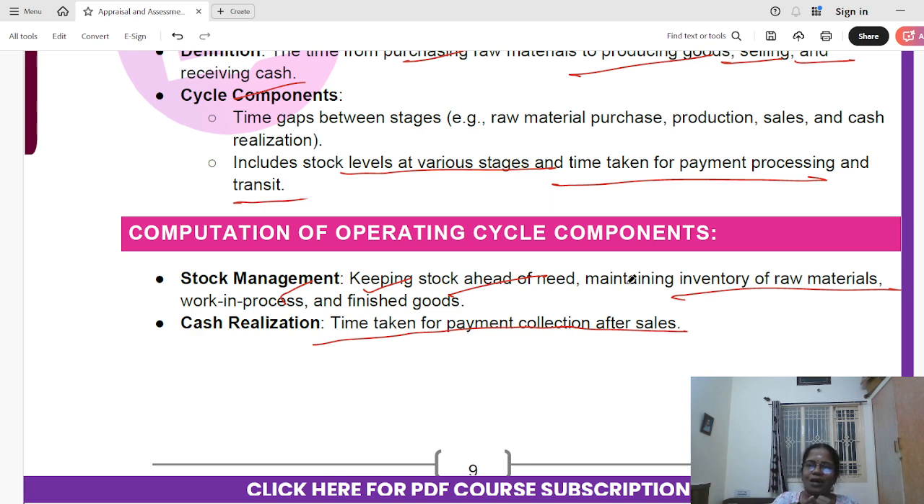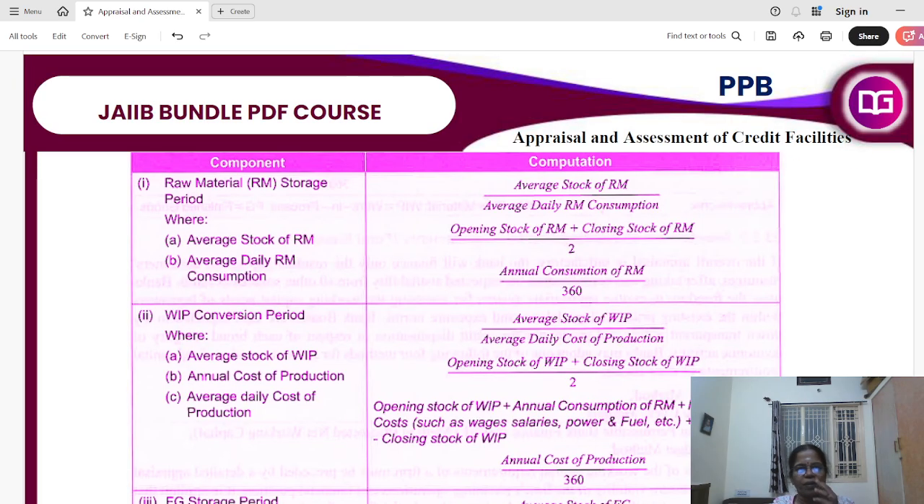So that is the cash conversion cycle: how many periods are required for the business to convert their materials into cash, converting their business in order to make a profit. So that is the working capital, the operating cycle components. That is also one of the operating cycle.